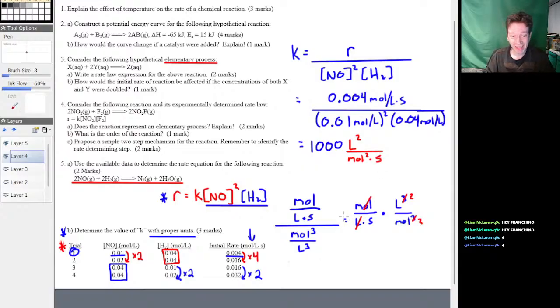Okay, and if it helps, your units for K will always be liters to the power of a number that is 1 less than the order of the reaction. So your order is 2 and 1. It didn't ask you for the order, but the order for this reaction is going to be 3. So 1 less than 3 is 2. So you have liters squared per, same with the moles, right? Moles to the power of 1 less than the order, so 2, seconds.